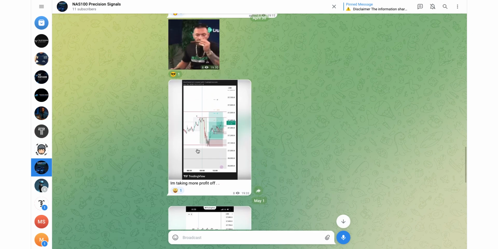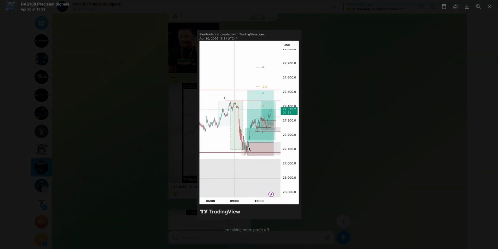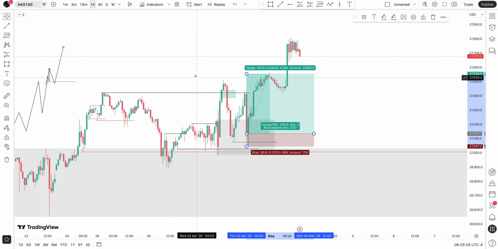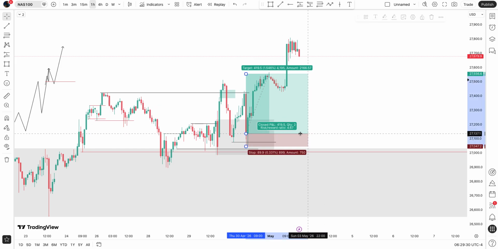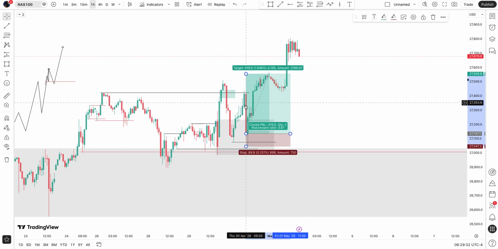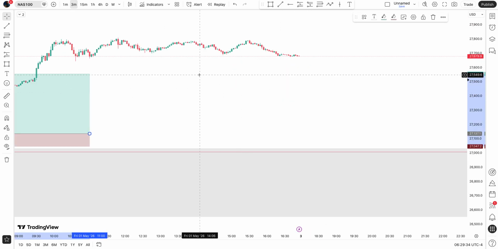I want to show you the trade. So which trade was this? Okay, this was when we came back down. All my trades, they all look alike. Honestly, they all look alike. So this is this pullback here.